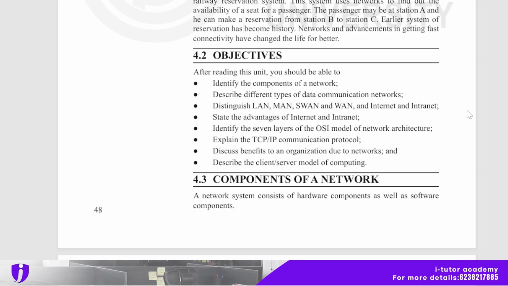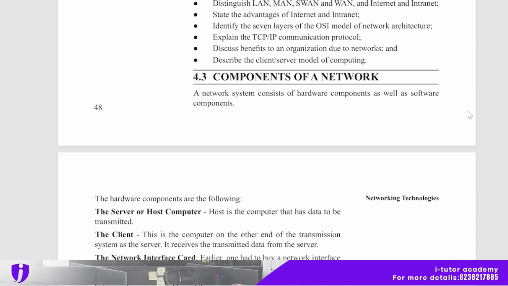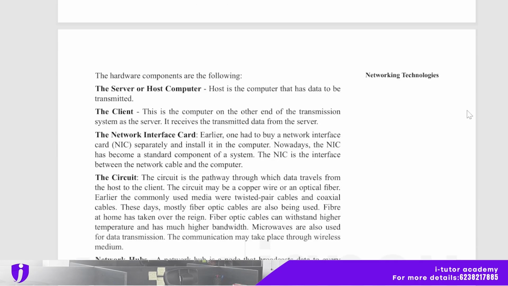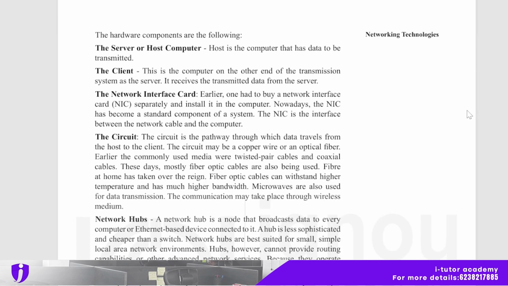And components of a network. A network system consists of hardware components as well as software components, and the hardware components are the following: the server or host computer. Host is the computer that has data to be transmitted. The client is a computer on the other end of the transmission system from the server. It receives the transmitted data from the server.